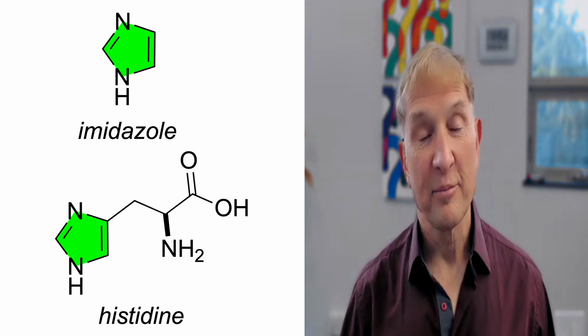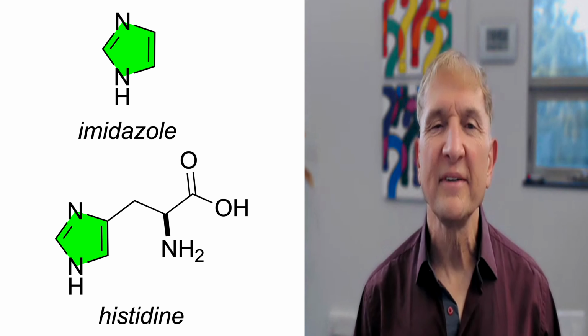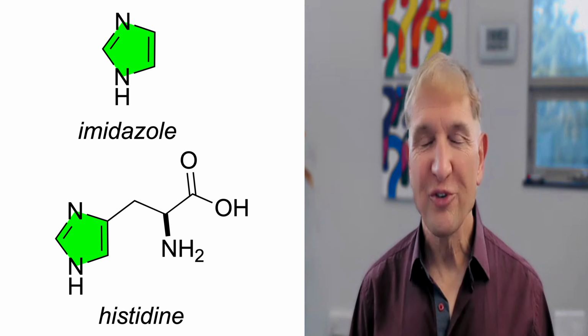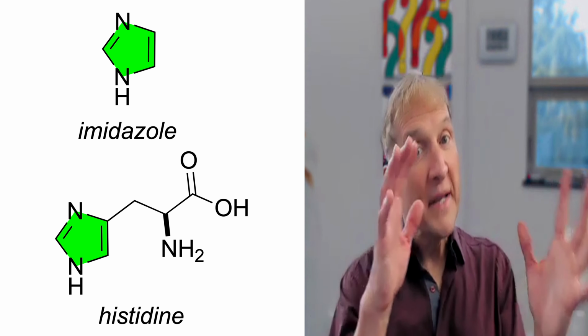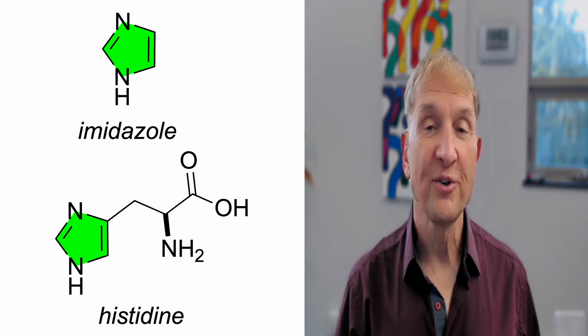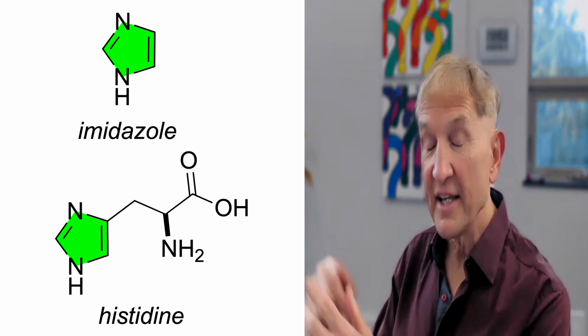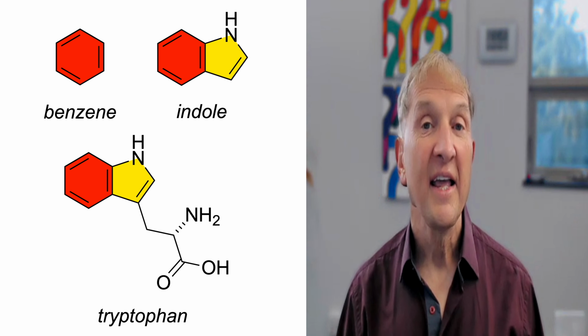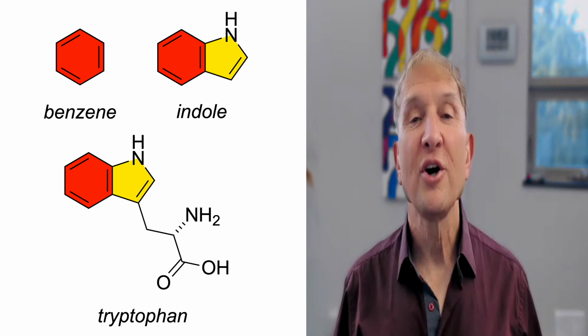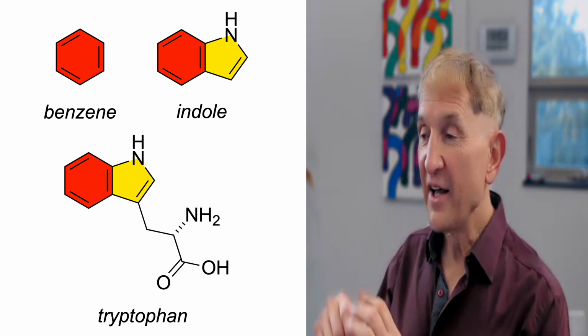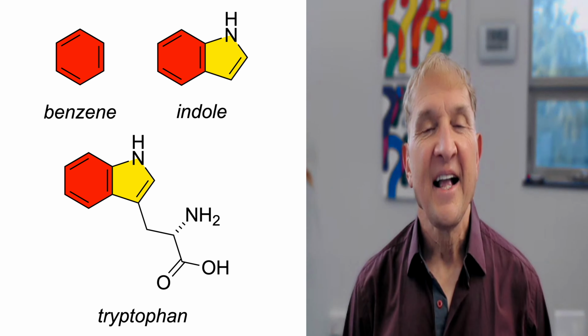A couple of runners up, other heterocycles you might remember, and you won't waste your time if you remember them. One is imidazole, because imidazole is found in histidine. And another one is indole, because indole is found in tryptophan.